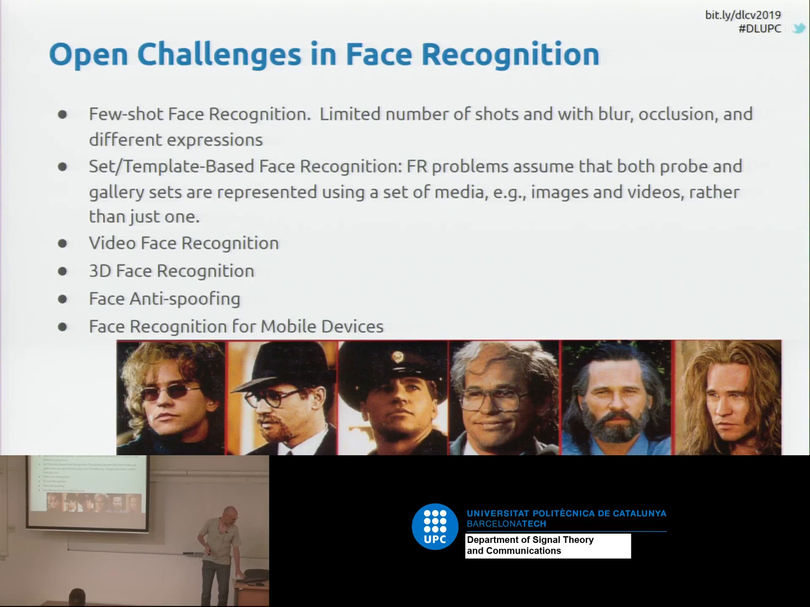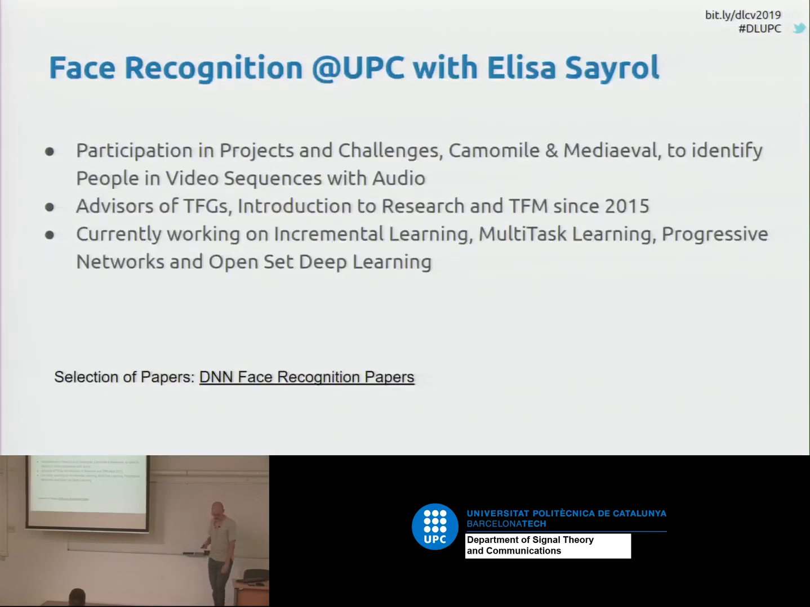If you are interested in this subject, we have a small team with Elisa Sairol, and we are working mainly on open set deep learning at this moment, and we have participated in several challenges. So if you are interested, contact us because we will have something for you.